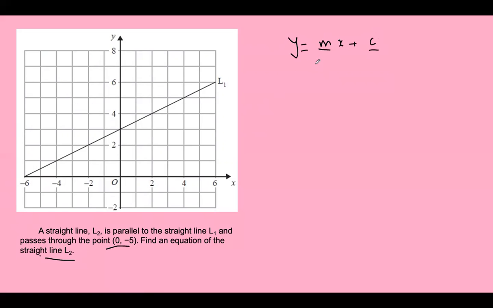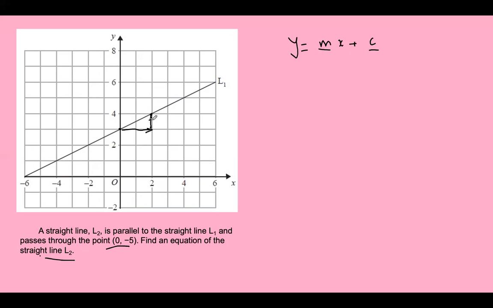Can we find the m? Yes, we can, because if we know the m of the line L1, that means we know the m of the line L2 because they are parallel. Let's find the m of the line L1. Here, we don't have the equation of L1, but we have the line, and that means we can find the gradient. How do we find the gradient? Let's locate 2 perfect points on the line. There are so many lovely and perfect points on the line, so I'm going to select this one here and this one there. And let's draw the right angle triangle.